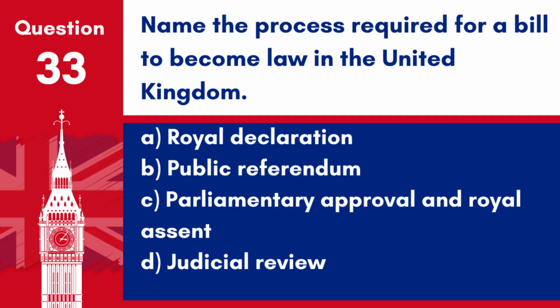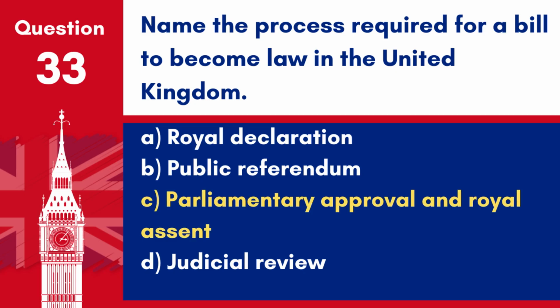Question 33. Name the process required for a bill to become law in the United Kingdom. A. Royal Declaration. B. Public referendum. C. Parliamentary approval and royal assent. D. Judicial review.